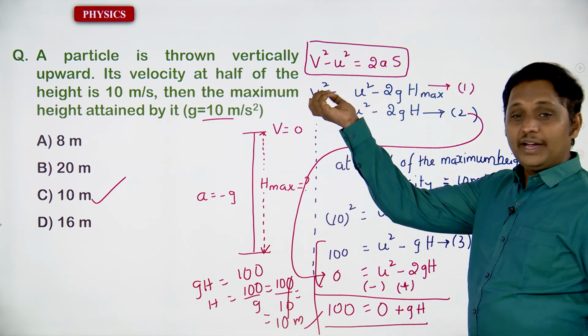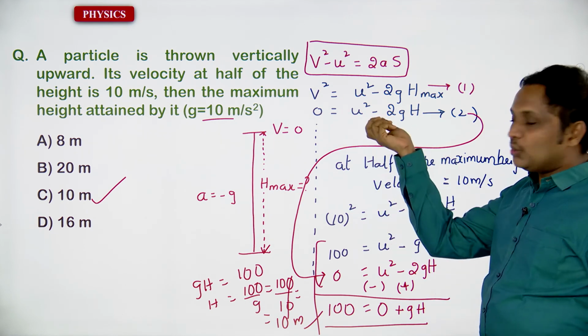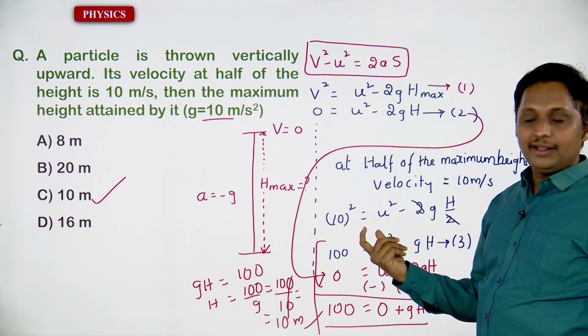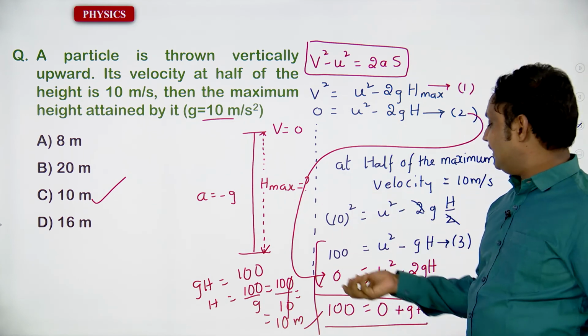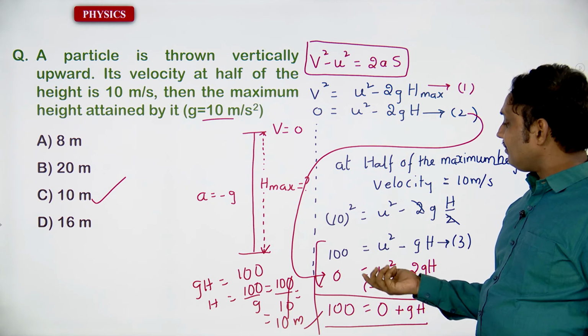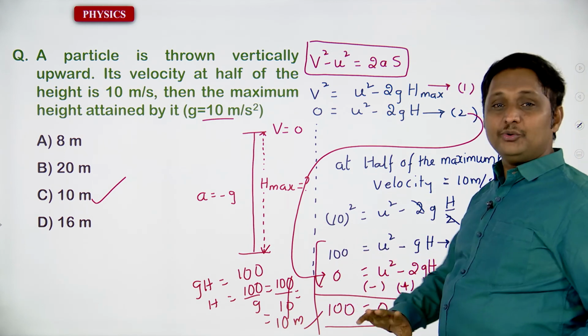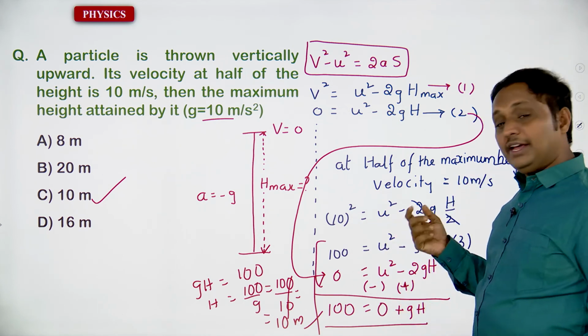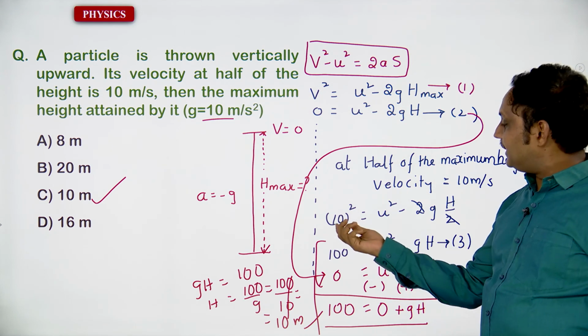Yes, we have taken final velocity is going to be 0. It's very clear. All right. But we don't know the initial velocity. They have not given. But at the half of the maximum height, its velocity is going to be considered. That's going to be v square. You can get this equation. Yes, but you don't know initial velocity. Keep it as u square. It's very clear. At half of the maximum height, it should be taken.